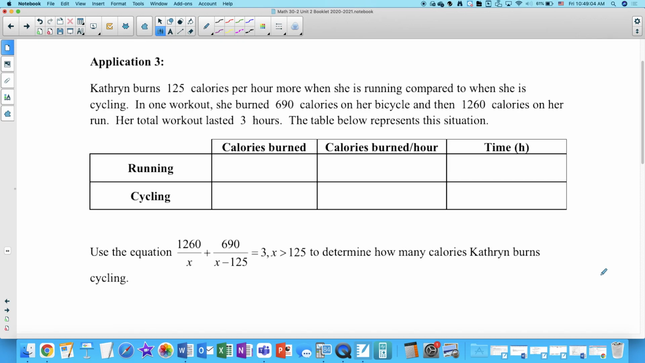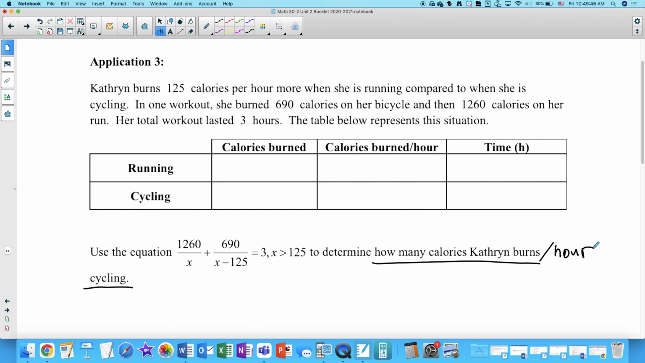So I want to start with that. How many calories does she burn cycling? 690. Oh, you know what? Okay, thank you. This question needs to be fixed. Because you're right, we know how many calories she burns cycling. We want to know how many calories she burns per hour cycling. Thank you. Otherwise, this question makes no sense. We want to know her rate, essentially. Okay? So let's start figuring out our chart.